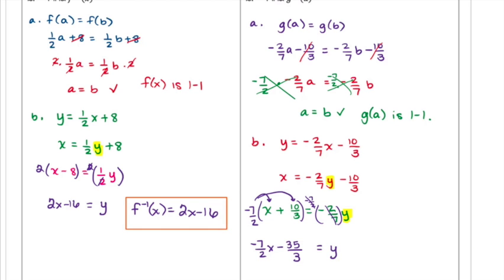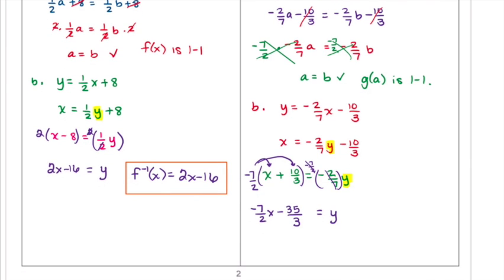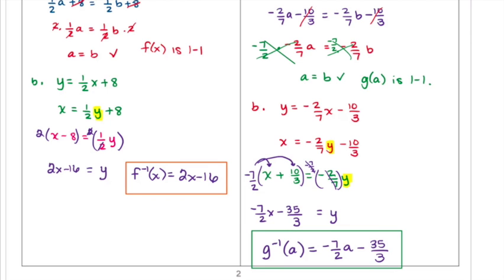I'm going to write my answer using function notation. So here, be very, very careful. We have a g inverse of a, which means that my input is not an x, it is an a. So instead of negative 7 over 2 x, I'm going to write negative 7 over 2 a minus 35 over 3. And that would be our inverse for this problem here.